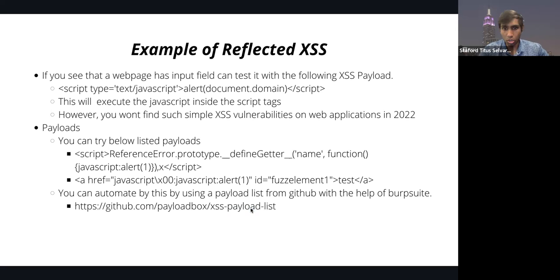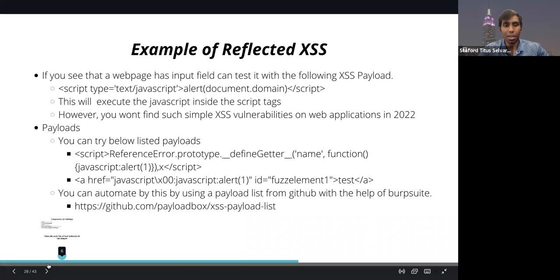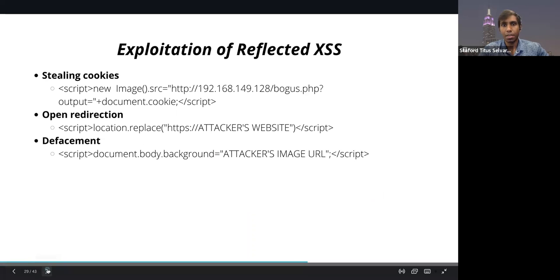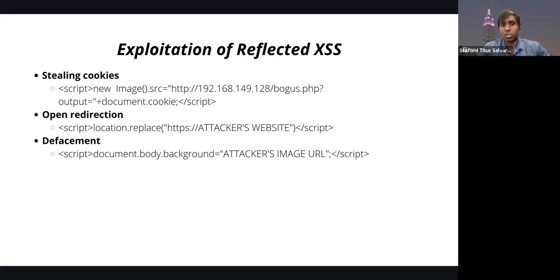You can search on Google for your own XSS payload list, and you can just use Burp Suite to automate this. Or again, you can also build your own Python program, which requires some time and dedication to build. And exploitation of reflected XSS, just as I showed in the previous page. I'm just talking about a few examples: how do you steal cookies, how do you redirect from one page to another, and how do you deface the website.